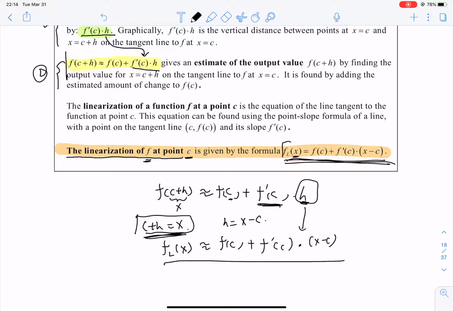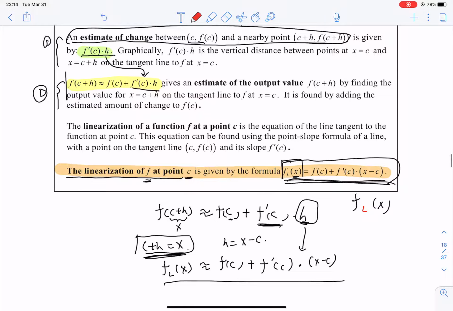For this formula, you have to memorize it and pay attention to the notation, because this formula is called the linearization of a function f at point C. So this function is f sub l of x. So don't forget the l here. This formula is called the linearization of a function f at point C.